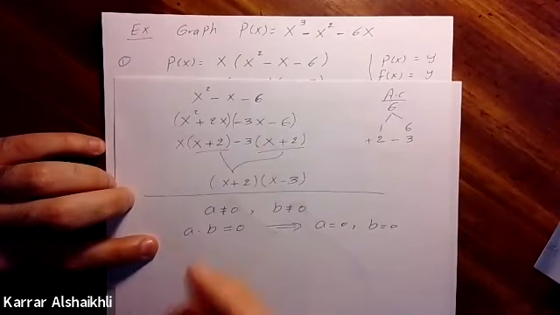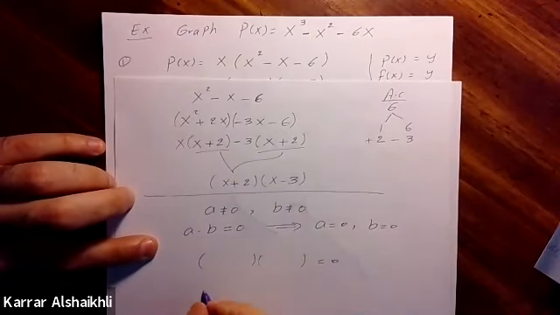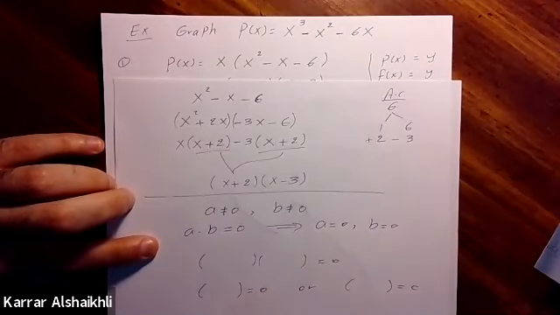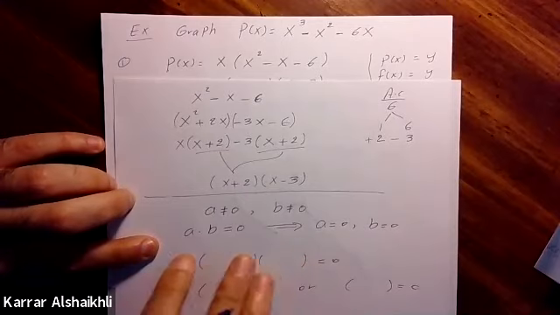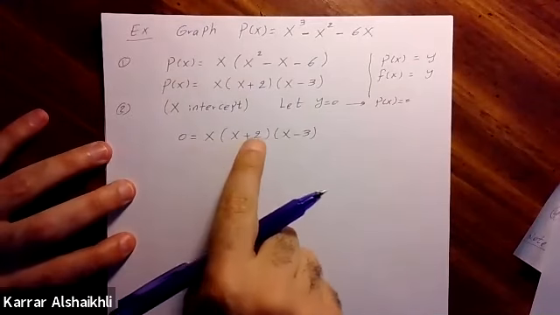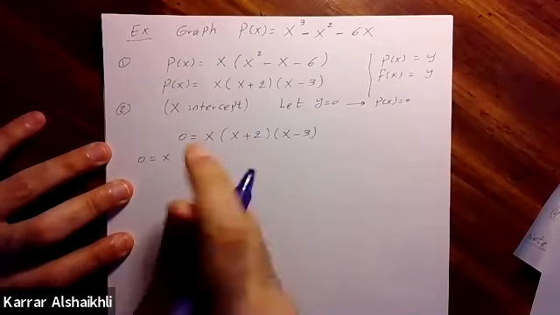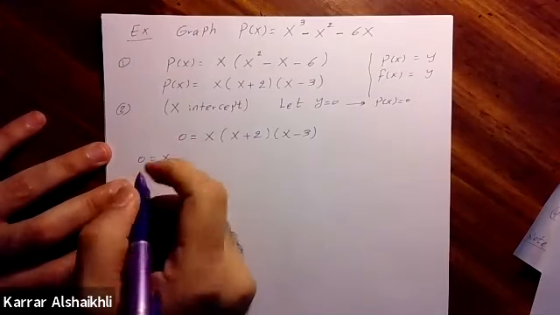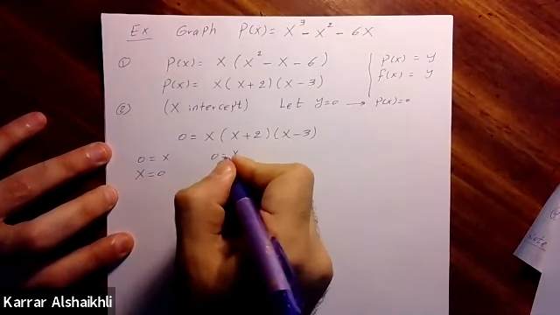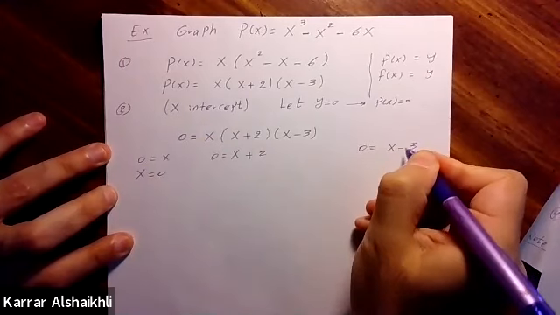For example, we did that with the parentheses. If you have two parentheses equal to 0, that means the first parenthesis equals 0 or the second parenthesis equals 0. We're going to use this here. That's how we're going to find the solution. I have 3 parts equal to 0. That means 0 equals x, which is the same thing, x equals 0, 0 equals x plus 2, and 0 equals x minus 3.